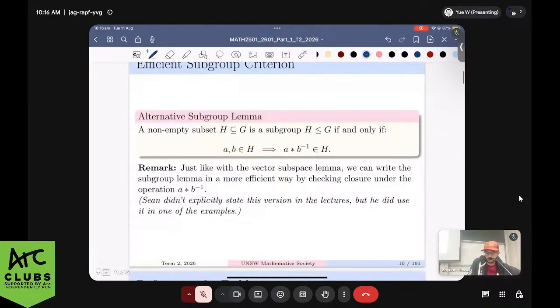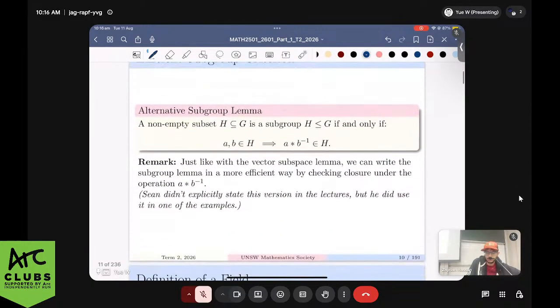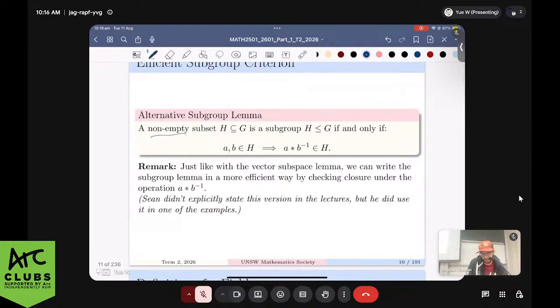Okay, there's actually a shortcut for this. You still need to show that it's non-empty, but for the other two conditions, you can just show that A star B inverse is in H. This works because if you replace B with B inverse, then it's showing that B inverse inverse, which is B, so A star B is in H. So this works to show that it's closed under star.